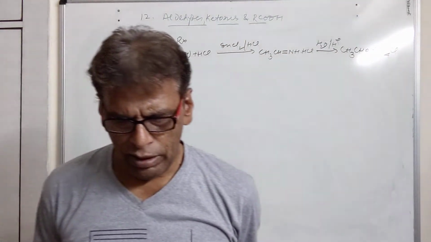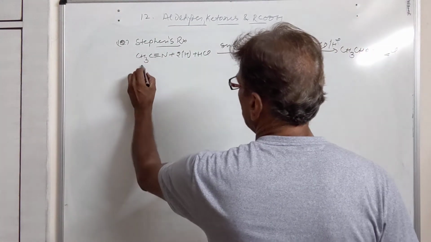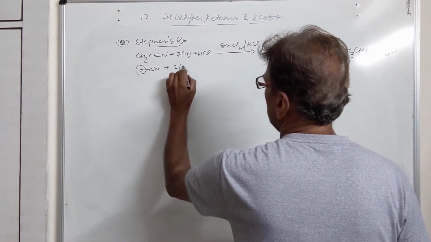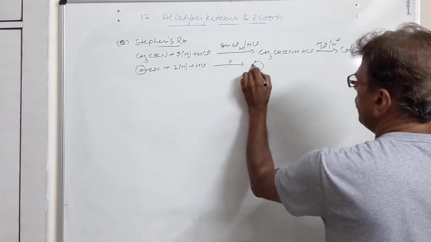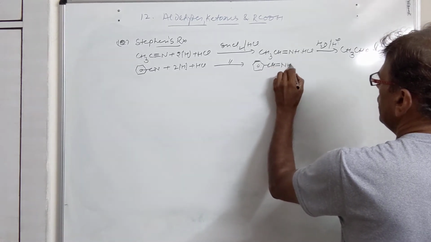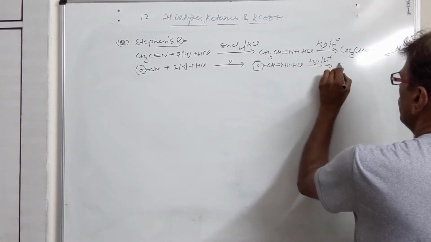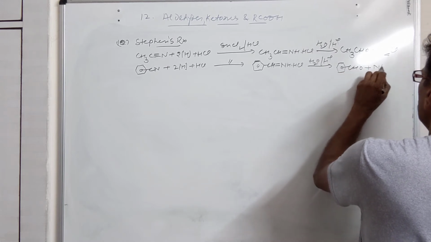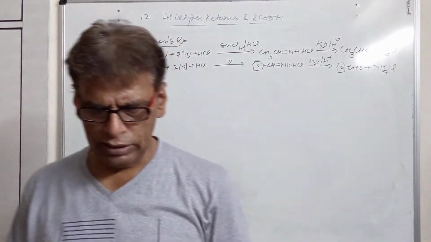By this method we can get aromatic aldehyde also. In place of methyl, you put here a benzene ring, and the remaining reagents remain the same. You will get this product first of all, CH=NH·HCl, hydrolyzed with water to give you benzaldehyde plus NH4Cl. So this is called Stephen's reaction.